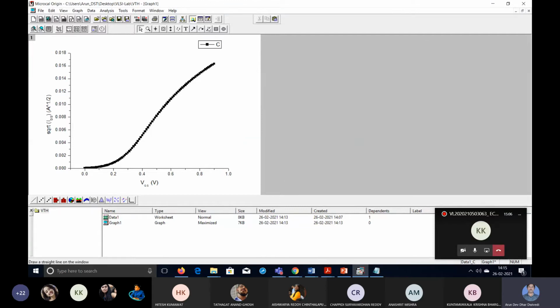Now a very good idea, we can find out from this one. Take a line and make a tangent. Take a line and just touch the straight portion of the plot. It should be touching and coming down somewhere here. So this is the value which we have to find out.